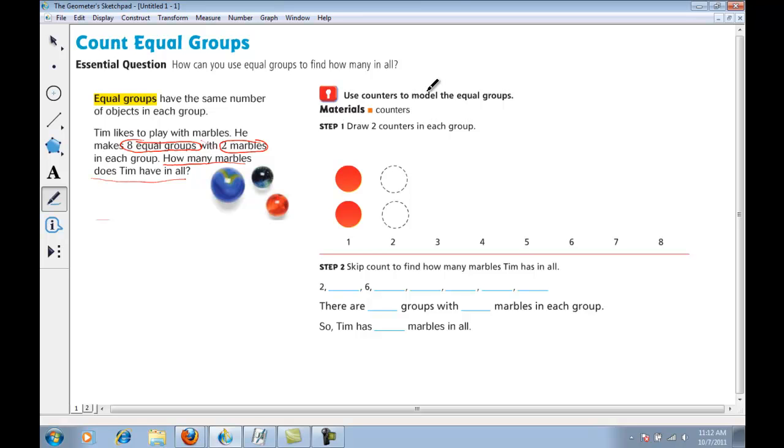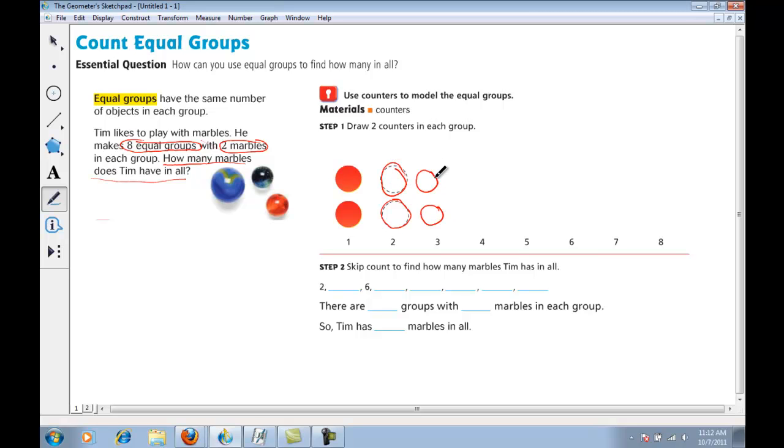Now we can use counters to model the equal groups. Since we don't actually have counters that we can touch, we can draw the counters and draw the pictures. So let's look at step 1. It says draw 2 counters in each group. Remember how Tim had 8 equal groups? Well, we have the numbers 1 through 8 written here to represent each group. And we can draw the 2 marbles or the 2 counters in each group. So group 1 is done for us. Group 2 is started for us.